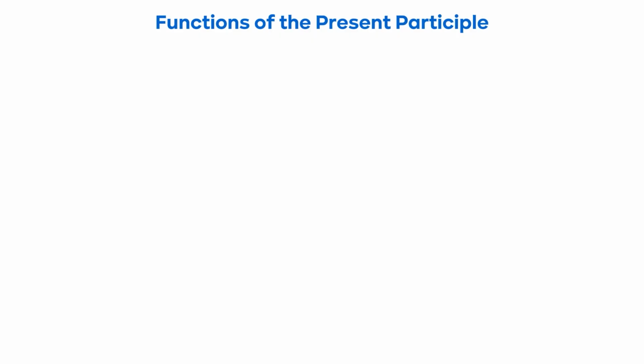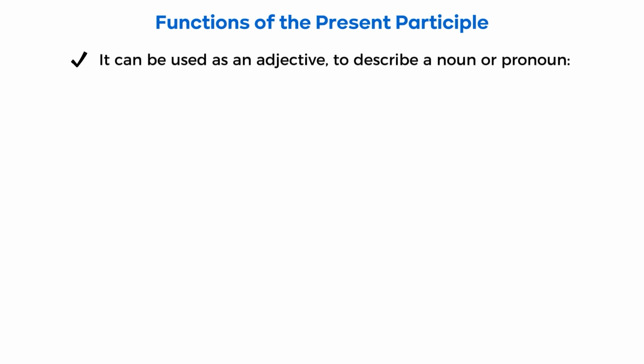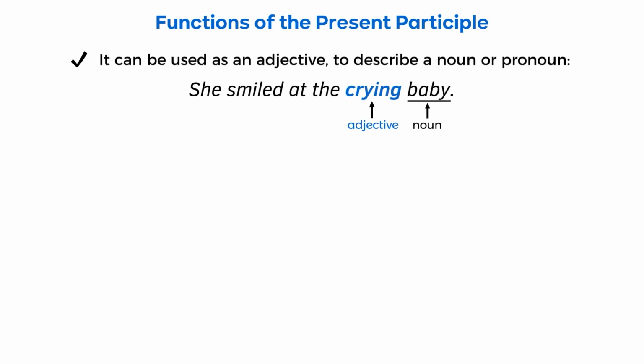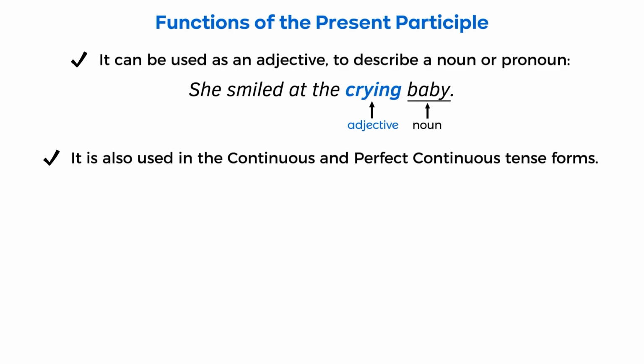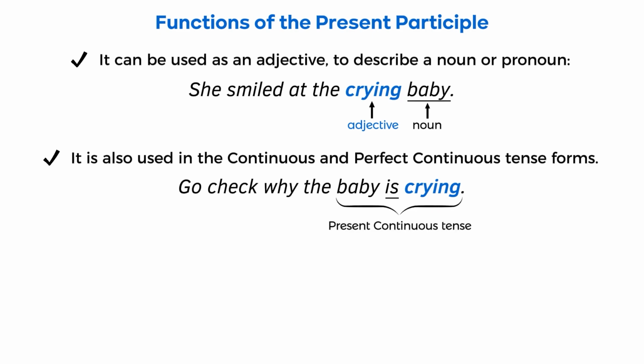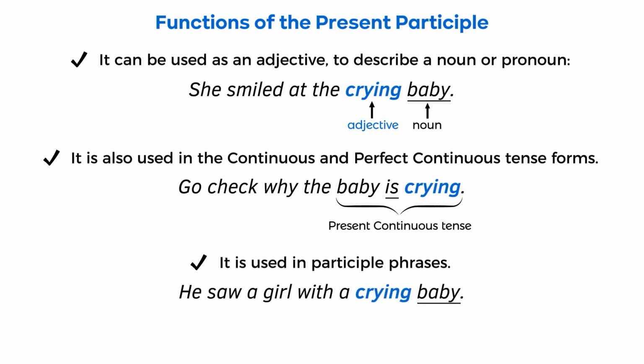The present participle has three main functions. It can be used as an adjective to describe a noun or pronoun. For example, she smiled at the crying baby. It is also used in the continuous and perfect continuous tense forms. For example, go check why the baby is crying. It is used in participle phrases. For example, he saw a girl with a crying baby.